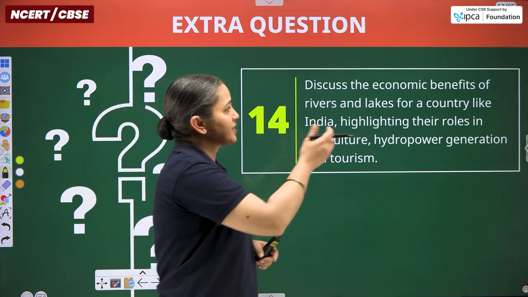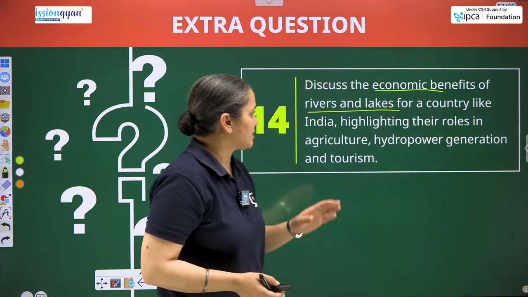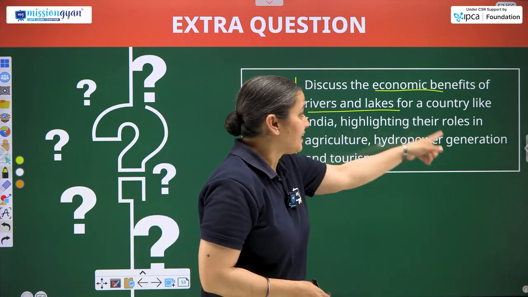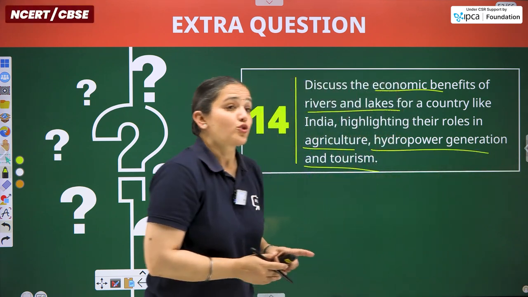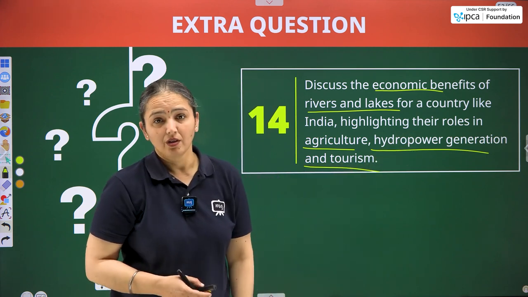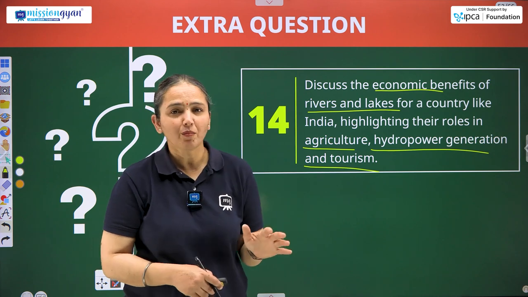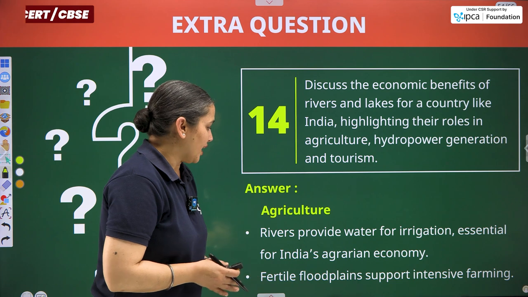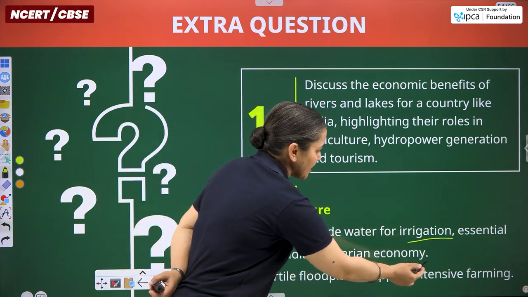Here is another question. Discuss the economic benefits of rivers and lakes. Although it has been discussed, what we have to consider over here, for a country like India, is highlighting their roles in agriculture, hydropower generation and tourism. So we have to give the benefits emphasizing these parts. They do give quite a developmental goal within any economy of the world, and here we have to talk about India's. So talking about agriculture, rivers provide water for irrigation, essential for India's agrarian economy.